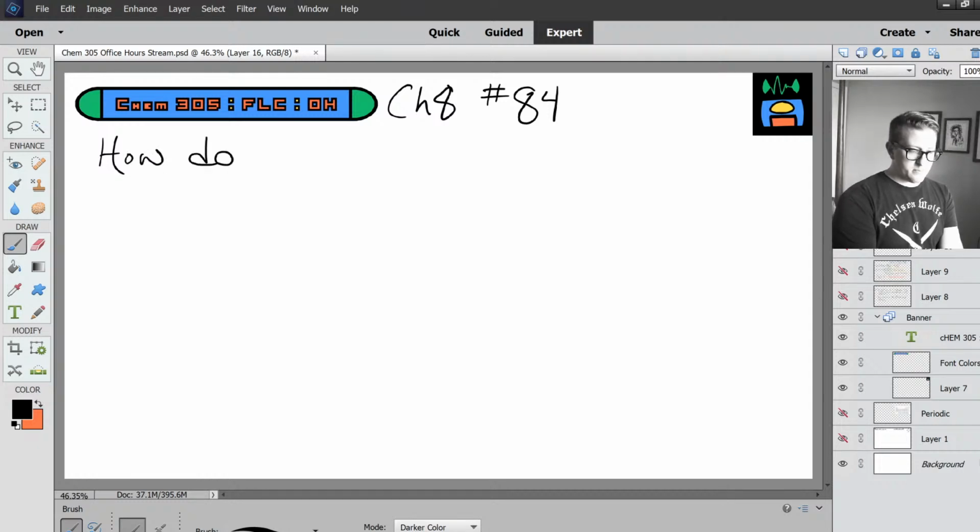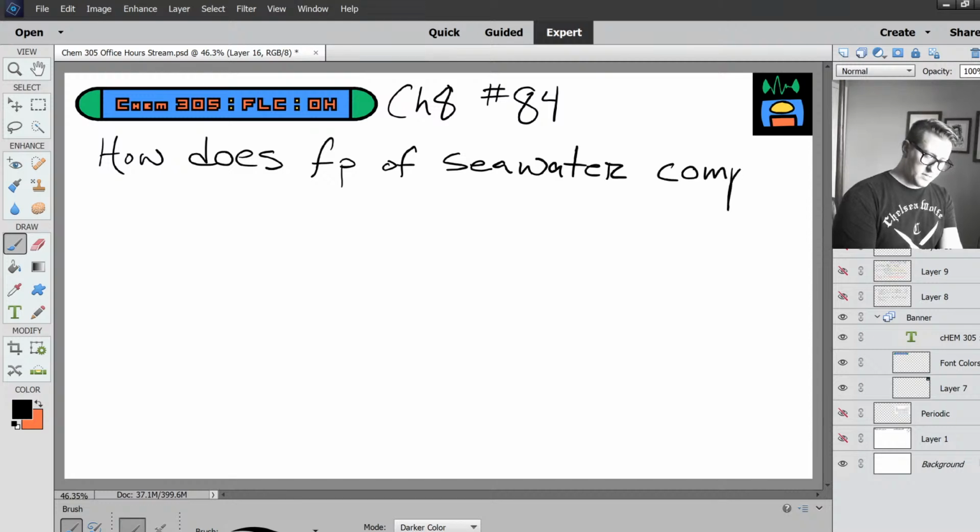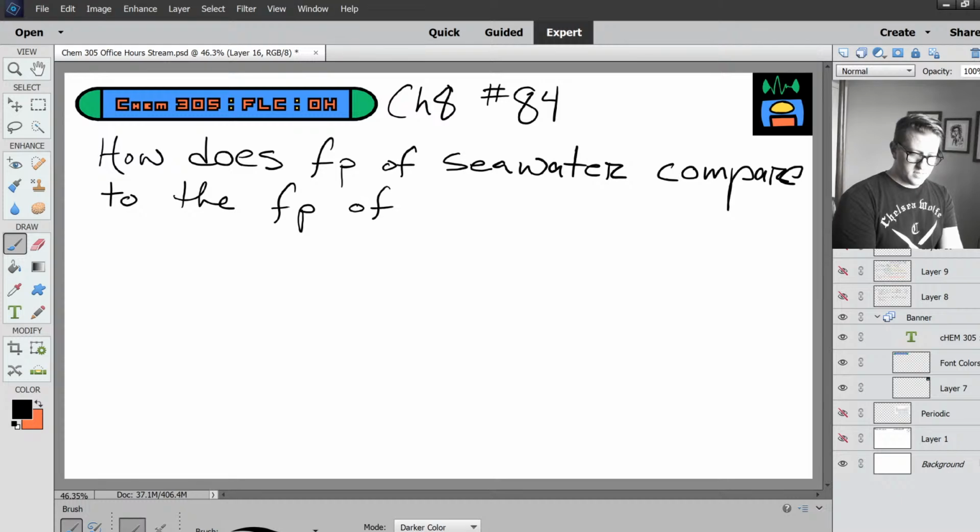How does the freezing point of seawater compare to the freezing point of freshwater?